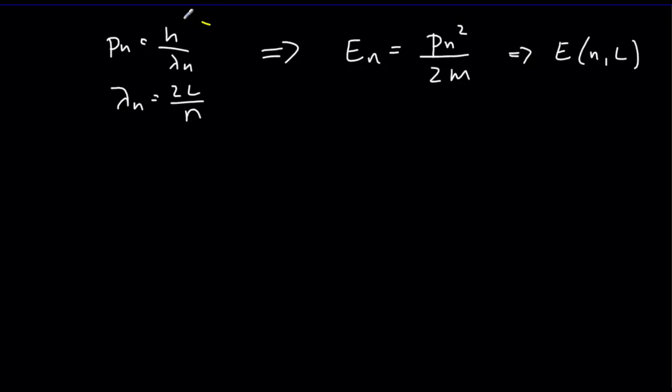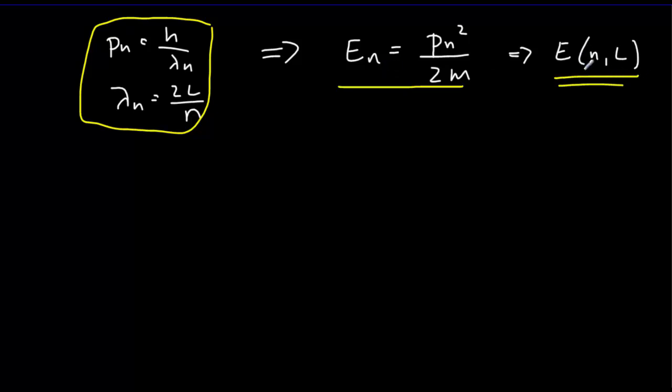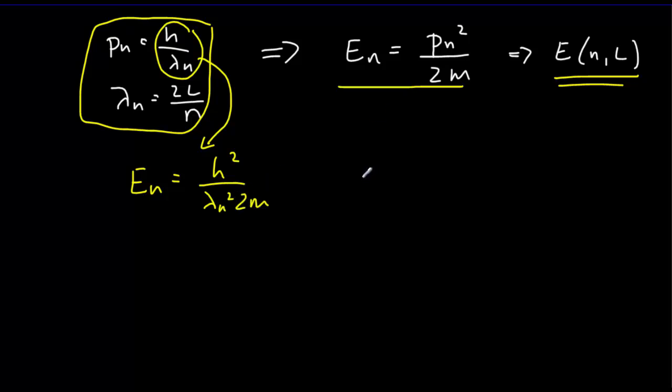Okay, so remember, we're taking these two equations, plugging them into our formula for the nth energy level, and we're trying to get that nth energy level in terms of n and L. So let's do that. En is going to equal Pn squared over 2m. Well, Pn is given by this quantity here. So let's square that and put it in here. That'll be h squared divided by lambda n squared times 2m. And now let's take it one more step. We've got to replace lambda n by 2L over n.